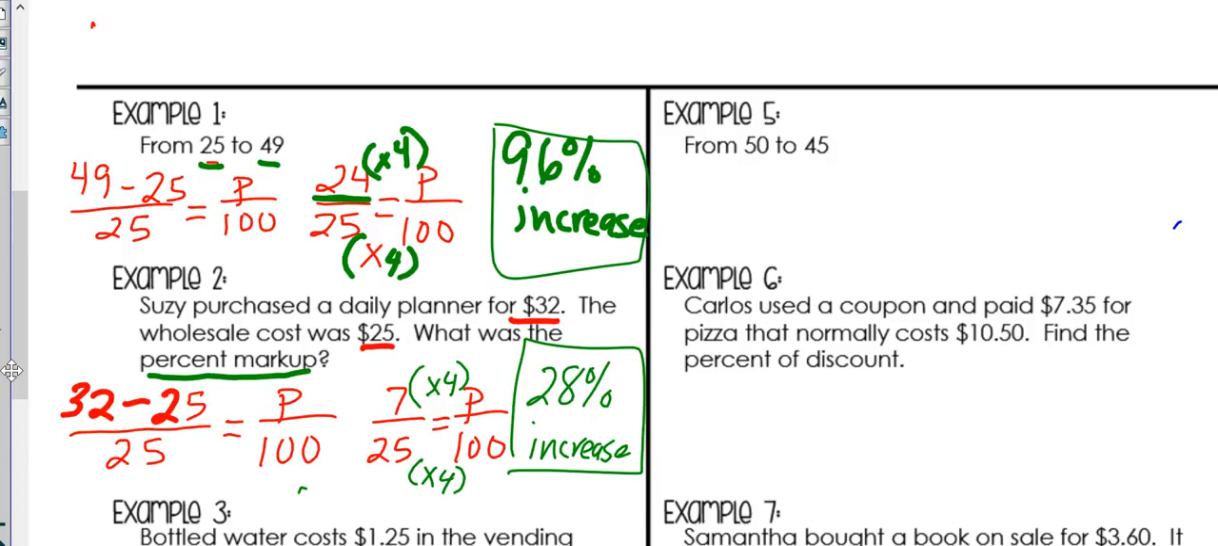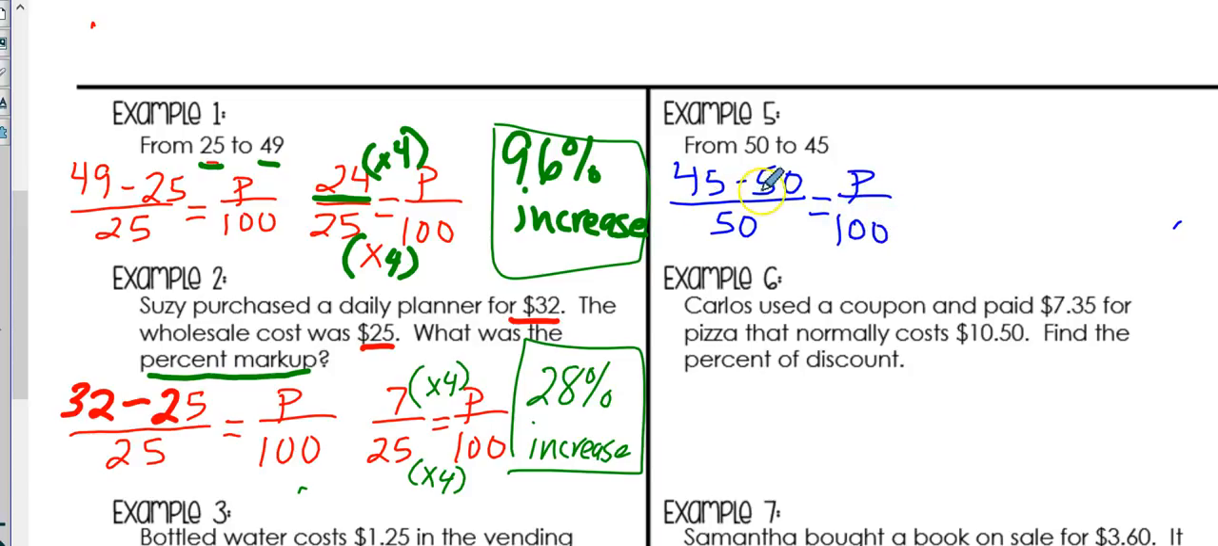So for this one, we have 50 to 45. So my new is going to be 45. I'm going to subtract 50. That was my original. And I'm going to put that over what it was originally. Okay, again, so you can think back in time which happened first. In this case, the 50 was first, because we went from 50 to 45. This is equal to P over 100.